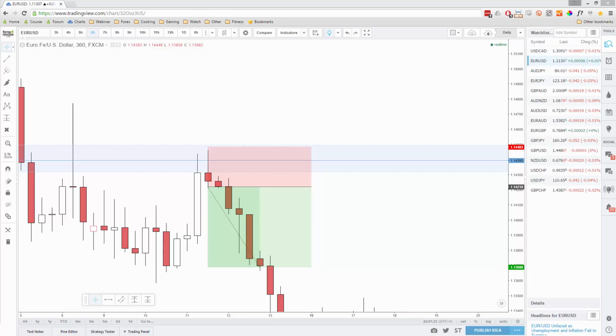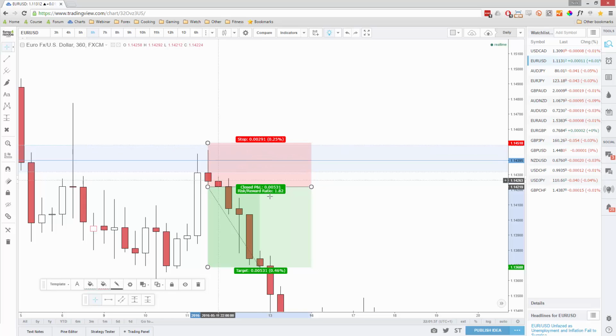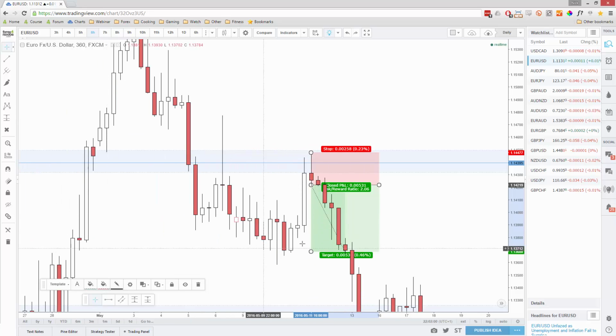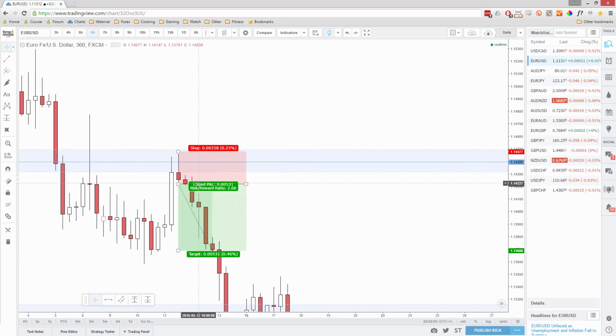Anyway, that's not that important. The point is, my entry was at the low of indecision. My stop loss was just above the high of indecision. Ideally, I would have wanted a slightly larger stop, but it wouldn't have worked risk-reward wise. So I sacrificed a few pips on my stop loss, but it was still a safe stop. It was still a smart stop. It was still beyond the most recent high, which is number 1, and beyond the resistance area, which is number 2. And my target was at this barrier, and it ended up being a good trade.